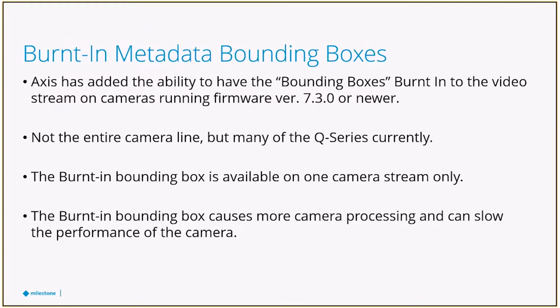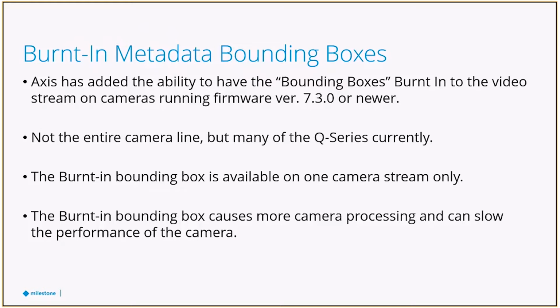Again, I'll just cover real quick: it's as of 7.3.0 or newer firmware, in certain models of cameras. It's not available across the entire Axis line currently. What I was told by the Axis rep was that a lot of their thermal cameras and some of the Q series cameras have this firmware available, where we can do the burnt-in bounding boxes metadata. So the note here is it's not across the entire line, but a lot of the Q series. I have a 1615 that the Axis rep loaned me, and that works on that.